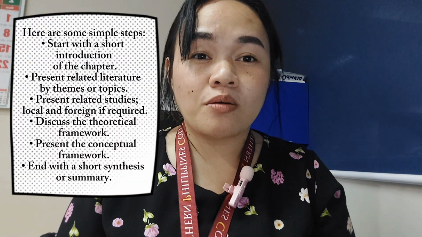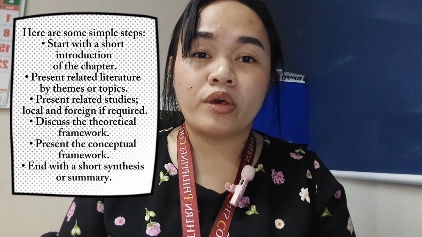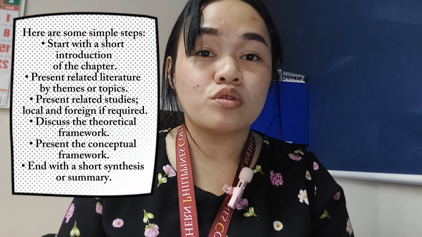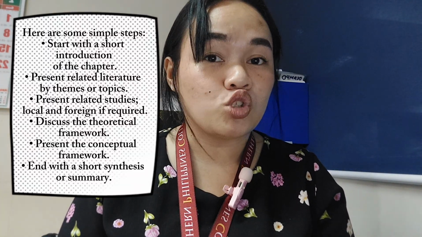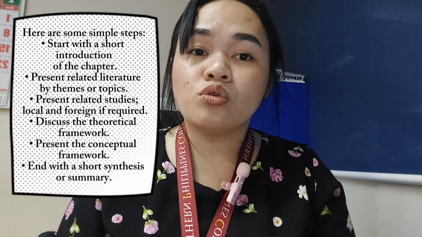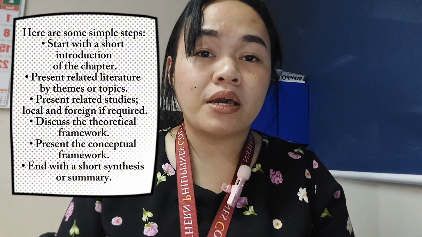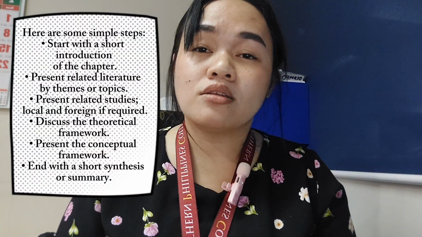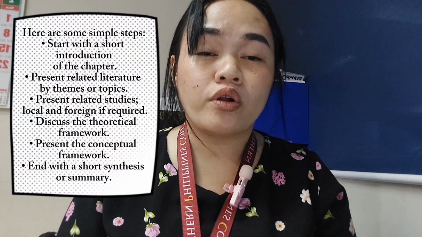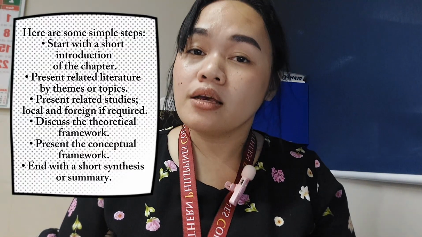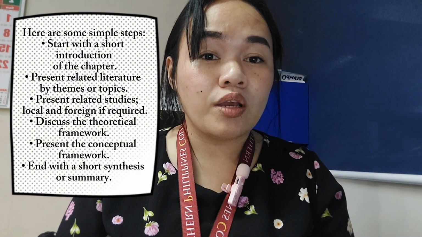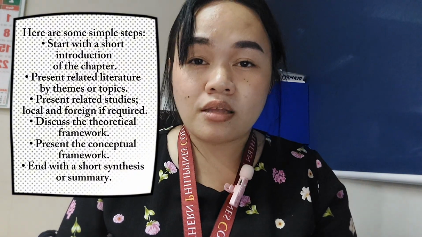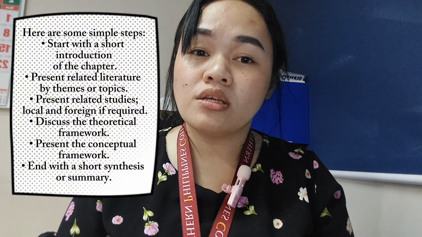So how to organize chapter 2? Here are some simple steps. First, start with a short introduction of the chapter. Second, present related literature by themes or topics. The next one is to present related studies, local and foreign if required. Then discuss the theoretical framework and present the conceptual framework. And the last one is to end with a short synthesis or summary.